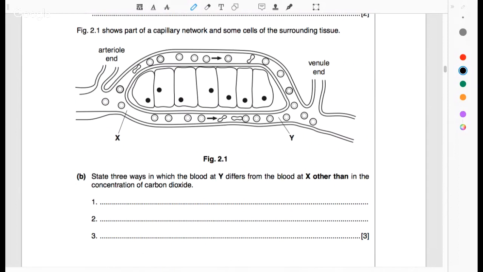So they say, other than the concentration of carbon dioxide, so oxygen, yeah, okay, so what? More or less oxygen or what? Less. Okay, perfect. So you get the 3 marks. There are a few other things that you can talk about. So you could say amino acids, you could say Y is more concentrated. Basically, if you talk about it and you give a little background, you'll get the marks.